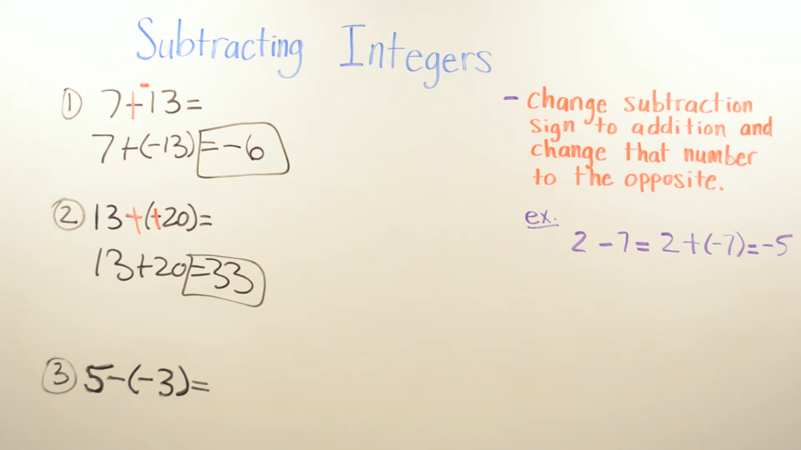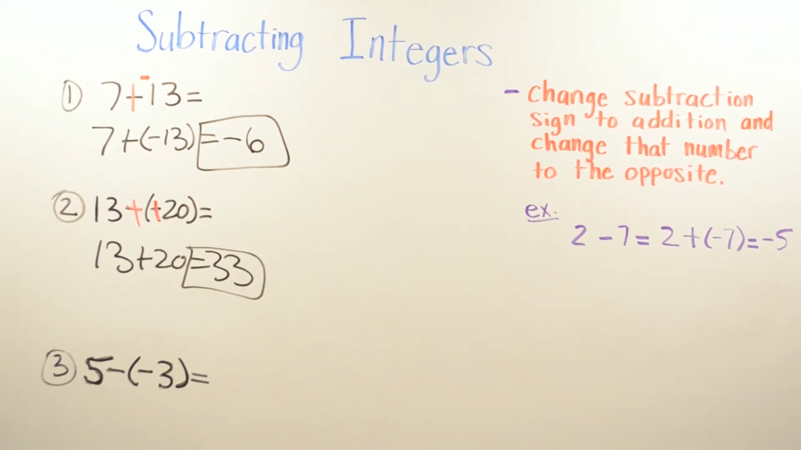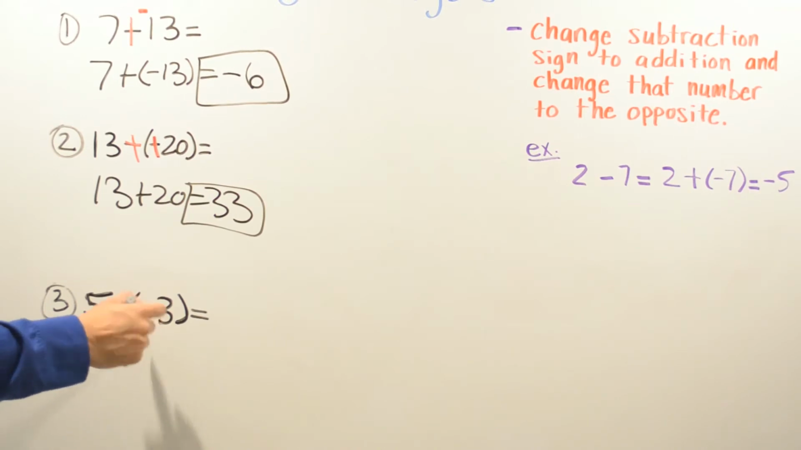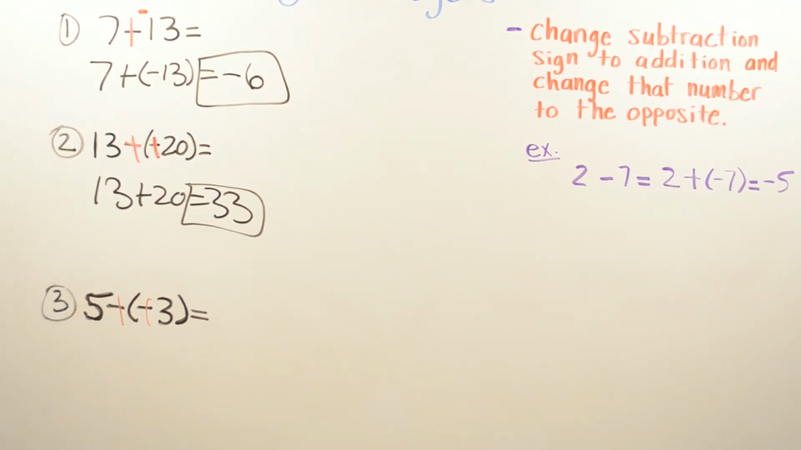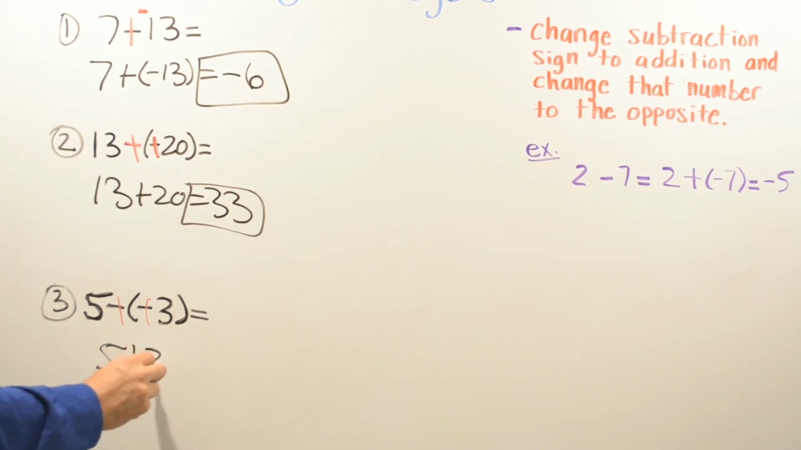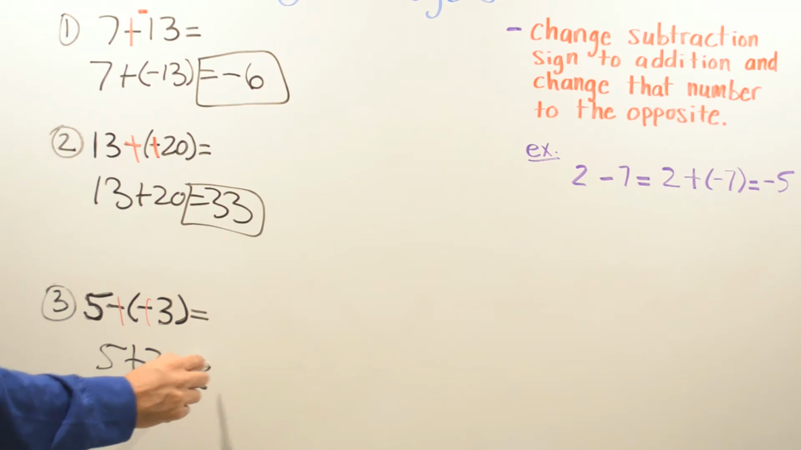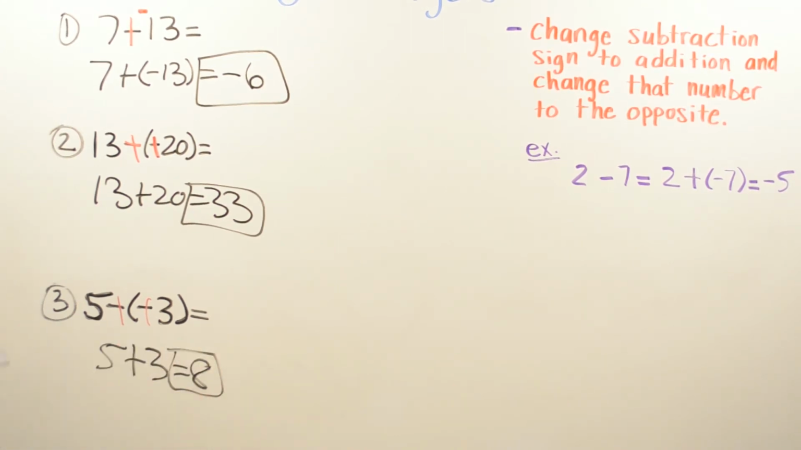Okay. For problem number 3, we have 5 minus a negative 3. Based on the rule, we're going to change this negative into a positive. And the opposite of negative 3 is positive 3. So we're going to go ahead and add. So it's 5 plus 3 equals, two of the same signs. If they're two of the same sign, we're just going to add. 5 plus 3 is 8. So our answer for number 3 is going to be 8.